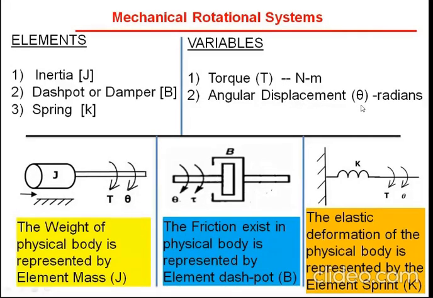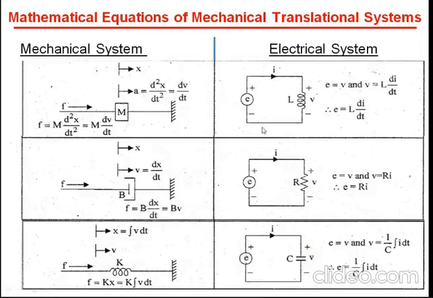Remaining all are the same. Next I have given you the basic mathematical relationship between the elements and the variables, force and displacement x, similar to the resistance and voltage source relations that all of you know from electrical circuits, R, L, C and the variables V and I. The relations I have kept at the right side.